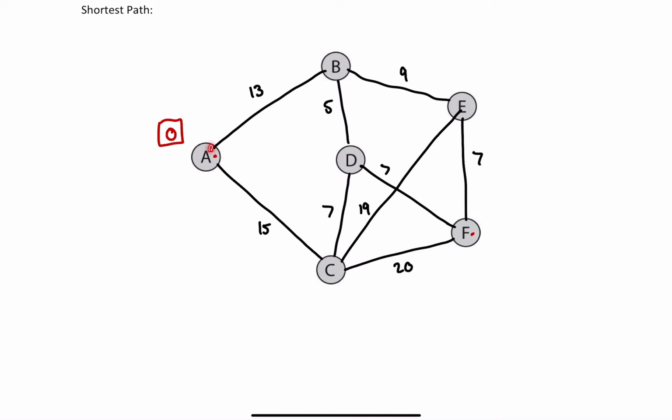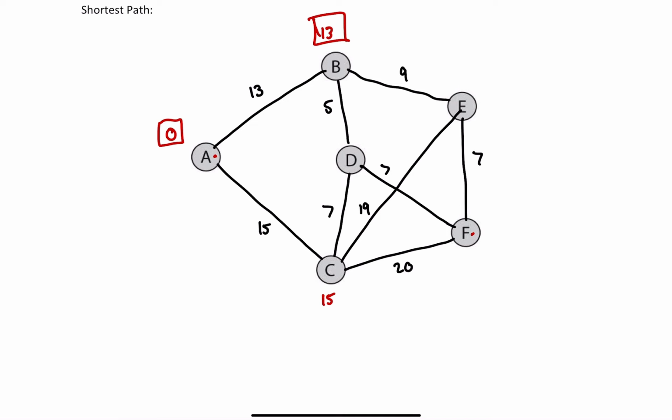From here, I'm going to look at all of the distances from A that I can go. So can I go A to B, which gives me 13. I can go A to C, which gives me 15. Okay, now I'm going to select the smallest of these two, which is 13, and I'm going to put a box around it.